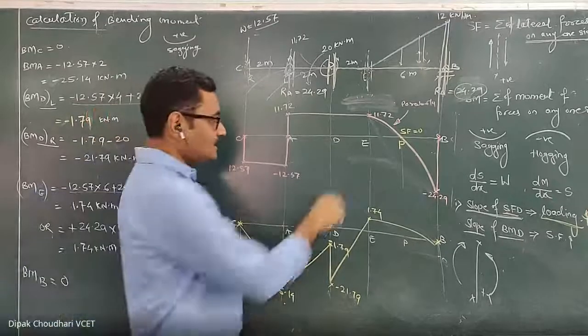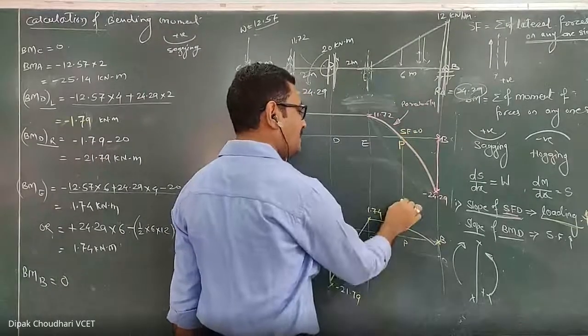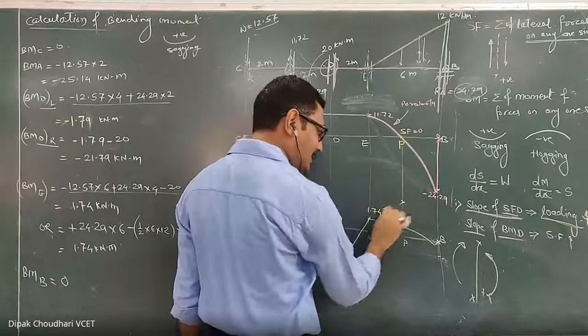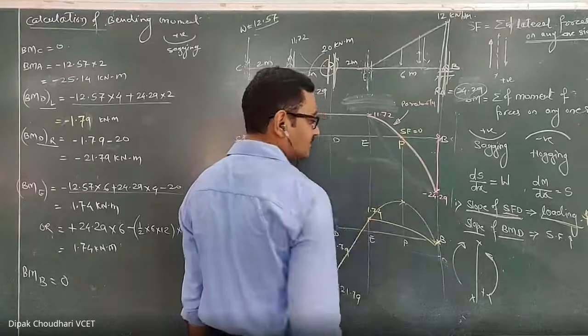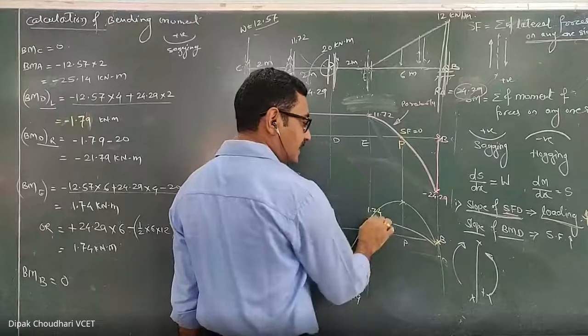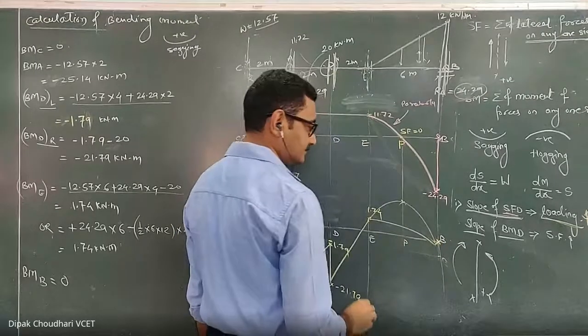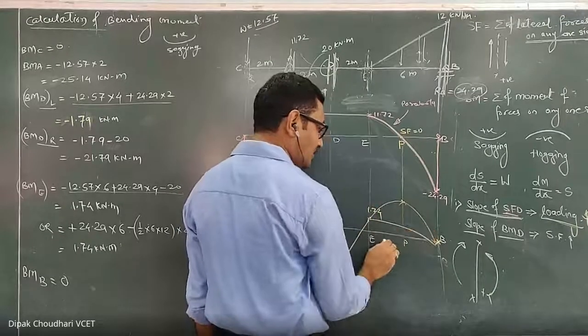Why? Because from the shear force diagram I come to know that there is a point P where the bending moment will be maximum. So I need to calculate that maximum bending moment and then I have to draw the curve. It should be a continuous curve. It has only one equation. This equation is valid from E to B. So it should be a continuous curve. Clear?